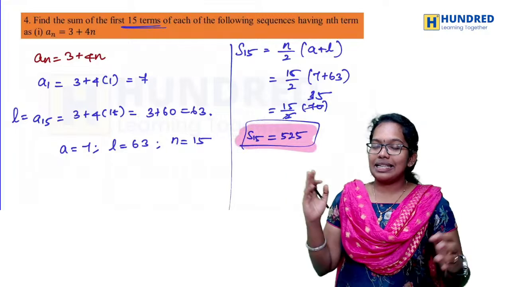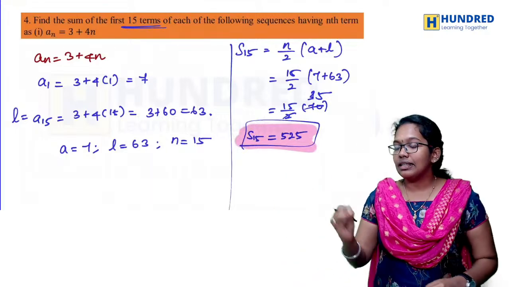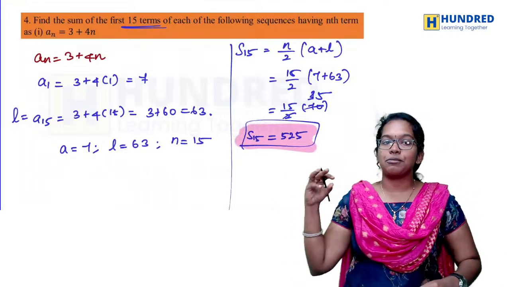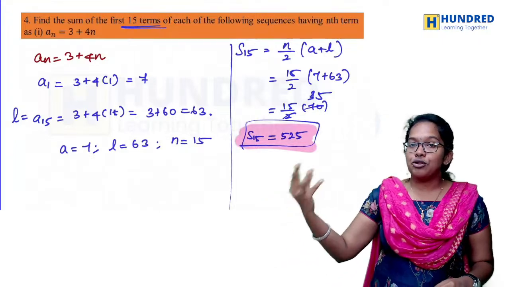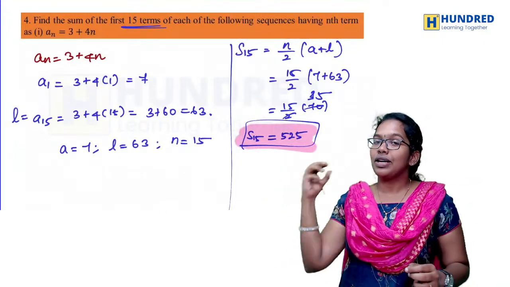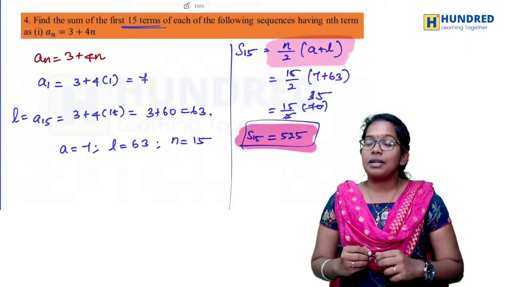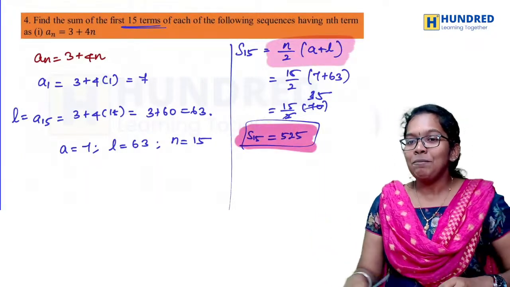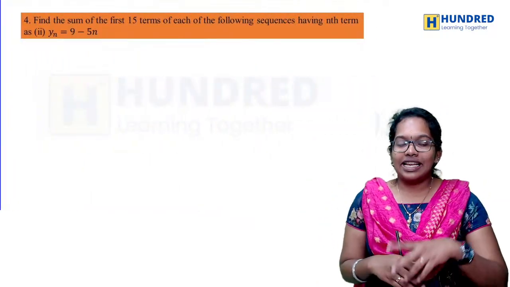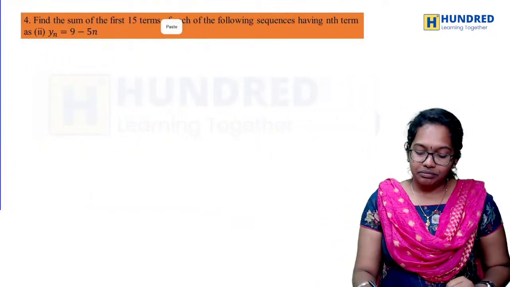Okay, so this is easy, right? They have given you the nth term. Out of this nth term, you just substitute the a1 value, then substitute the a15 value, so that you will get the first term and the last term, and you can use the formula n by 2 into a plus L. Okay, so let's solve the second subdivision of this.